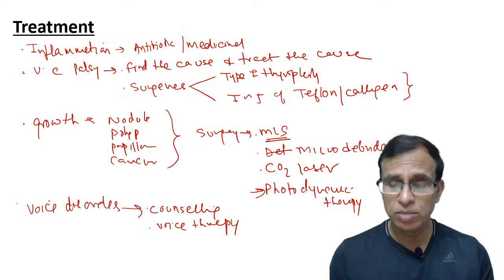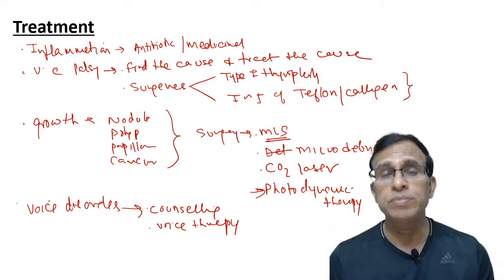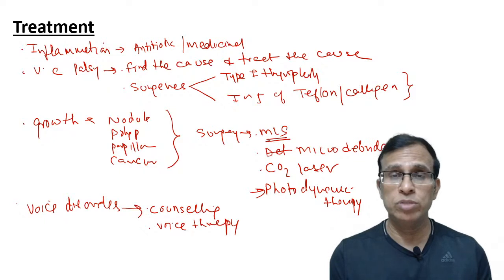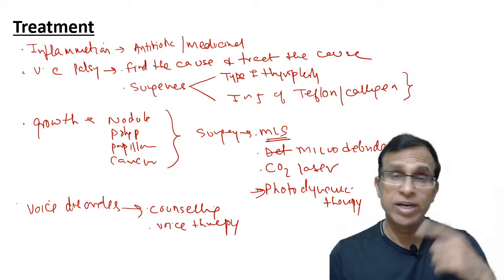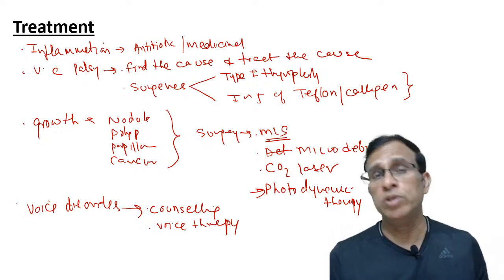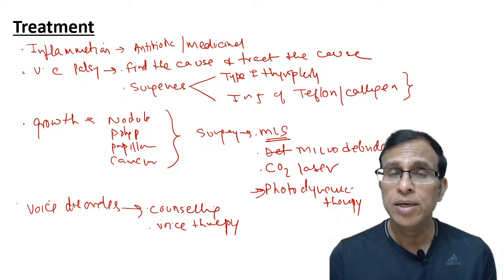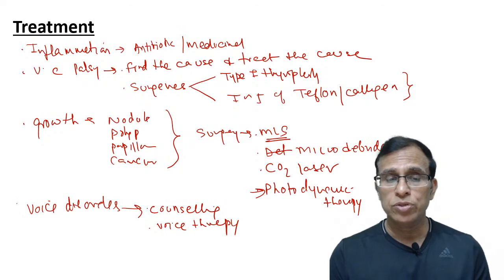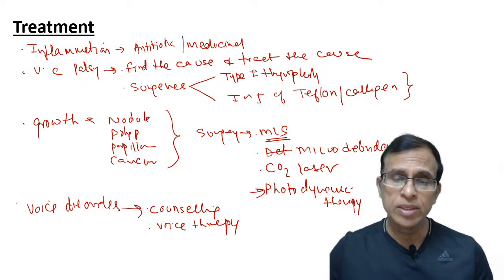Hoarseness in the throat is the most important symptom. In the ear, hearing loss is the most important symptom. In the nose, nasal blockage and nasal discharge are the main symptoms. In the throat, hoarseness is the most important symptom. That's why I took hoarseness as the main topic of the day. So this will complete today's topic.